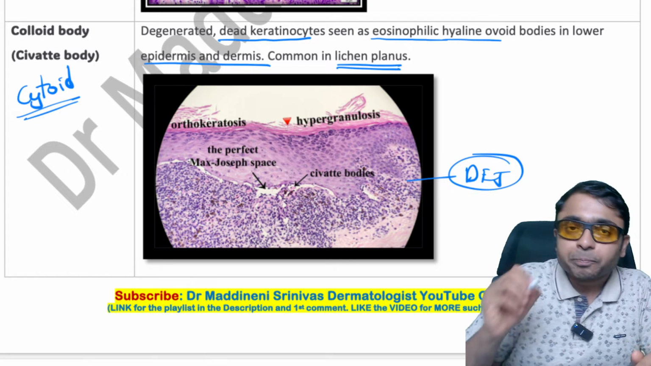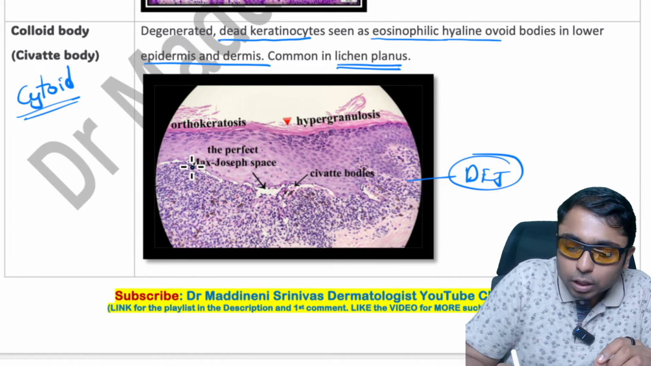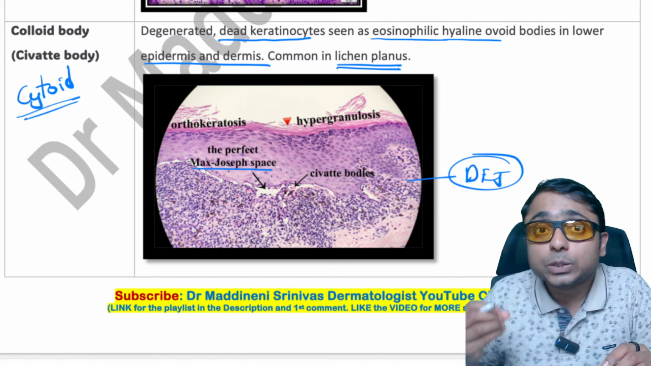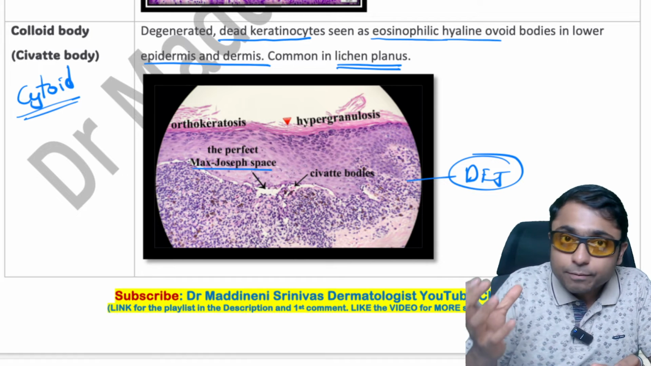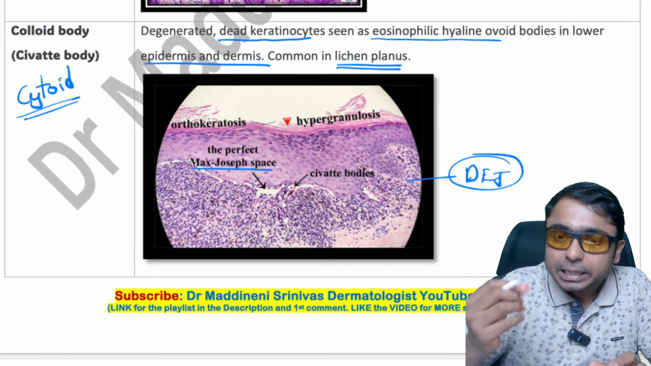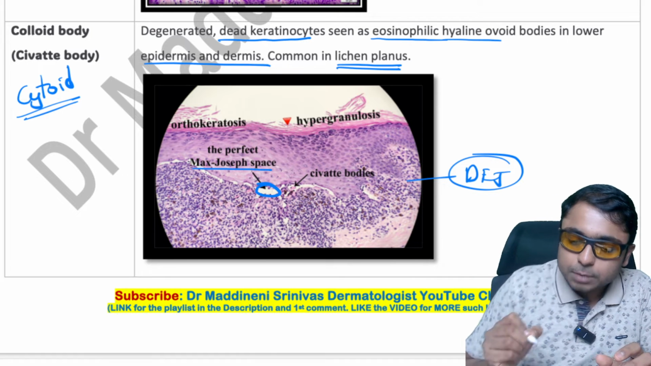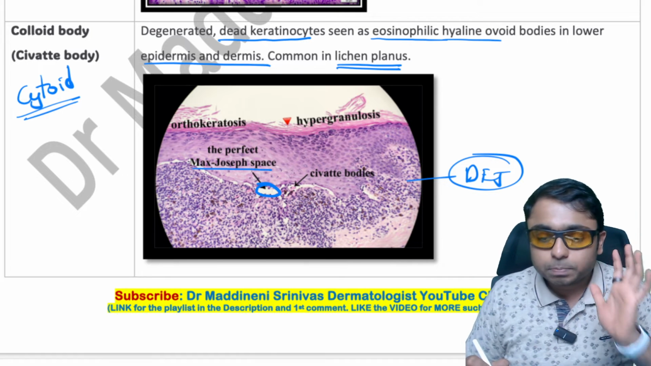You need to remember. And also there is one more term which is a bonus, which is Max Joseph space in lichen planus. Because of the constant damage of the lymphocytes to the stratum basale layer, there will be empty spaces produced. These are what are called Max Joseph spaces.